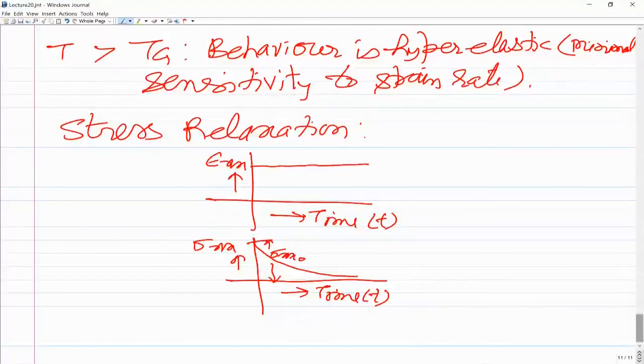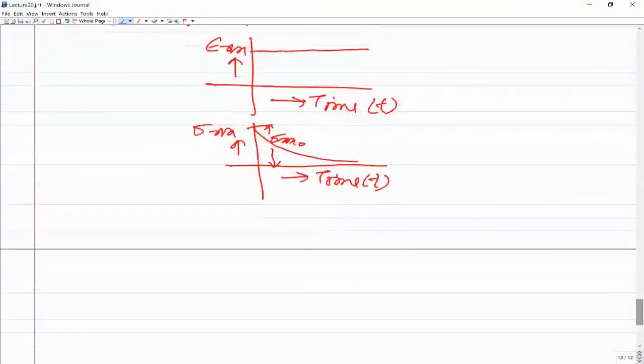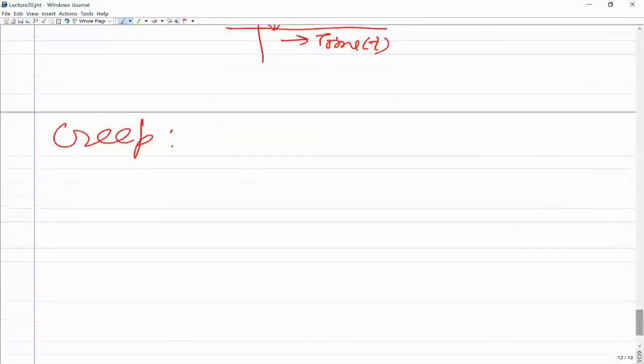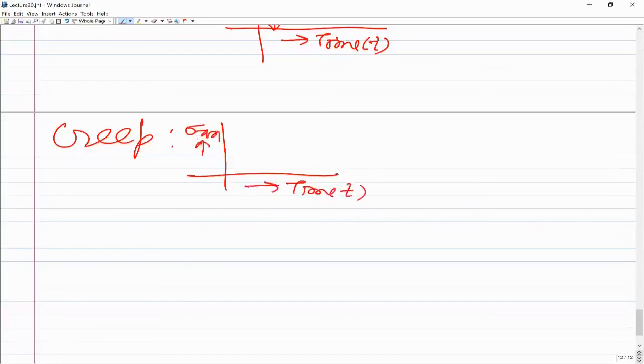The other phenomenon in viscoelasticity is creep. In stress relaxation we keep the strain constant and the stress decreases with time. In creep we keep the stress constant and the strain increases with time. That is known as creep at a constant stress. So now you have sigma xx and time t, with a constant stress sigma xx. But when you look at the strain, you have epsilon xx and time t.